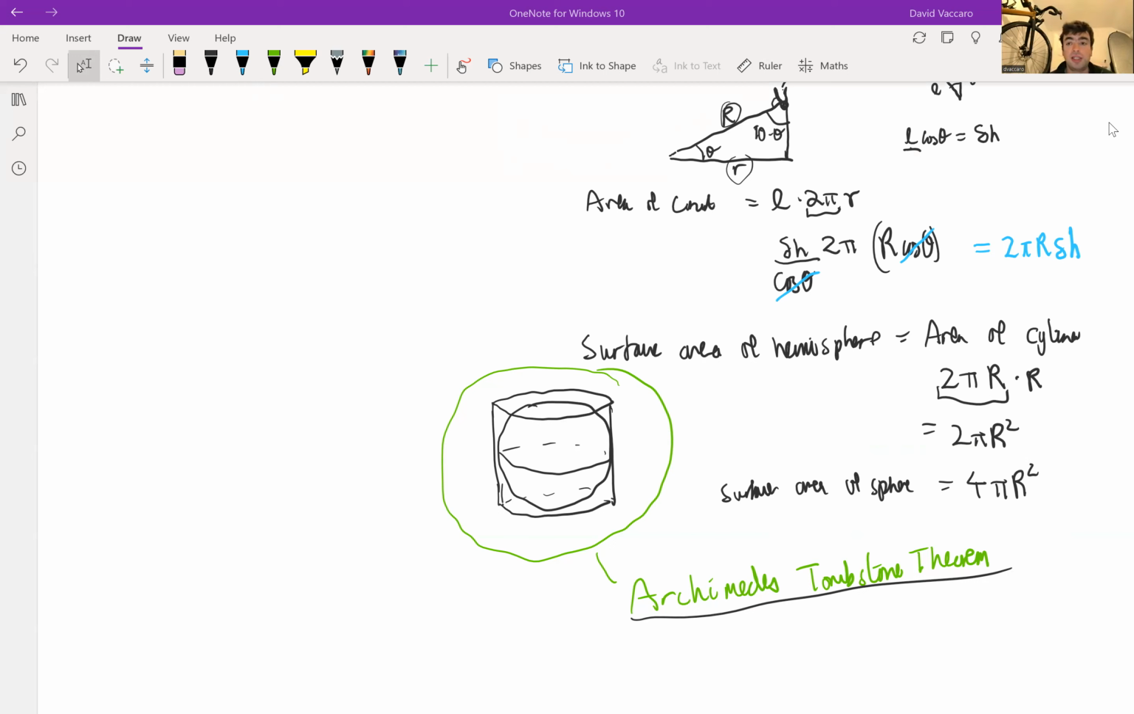Yeah, so I think that's a really nice bit of mathematics to finish on, the tombstone theorem.